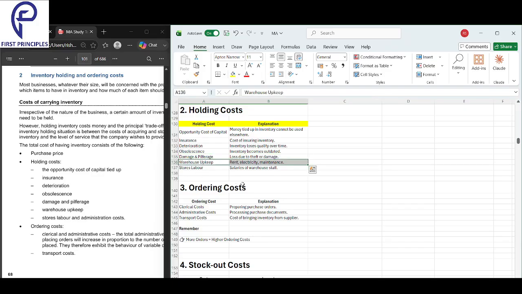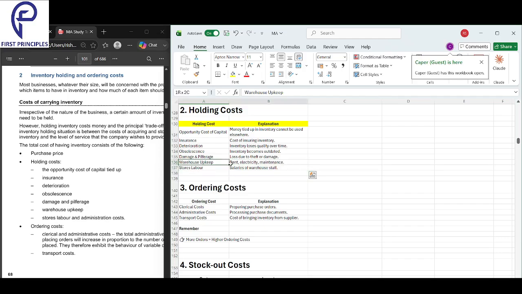Next, warehouse upkeep: rent, electricity, and maintenance of the godown. Again, for that you need a person who will sit and do everything. Next, stores labor. You have to pay the salary of the staff for managing the warehouse also.